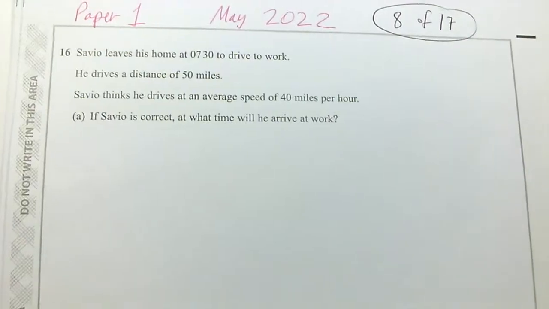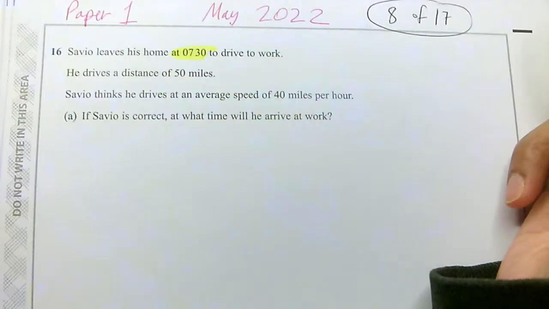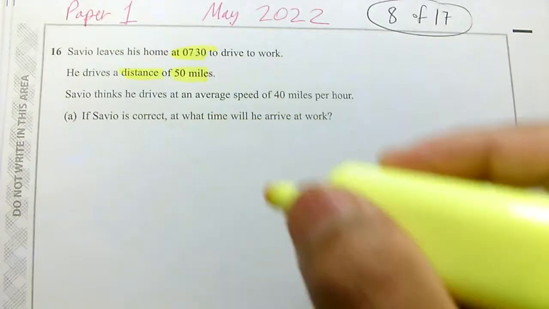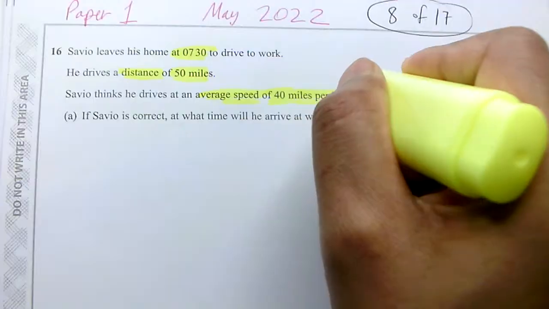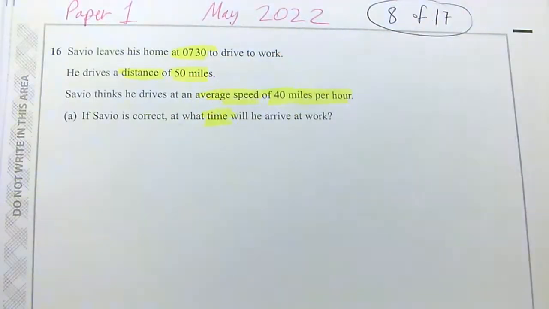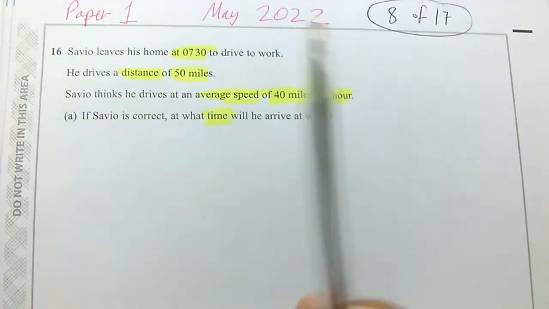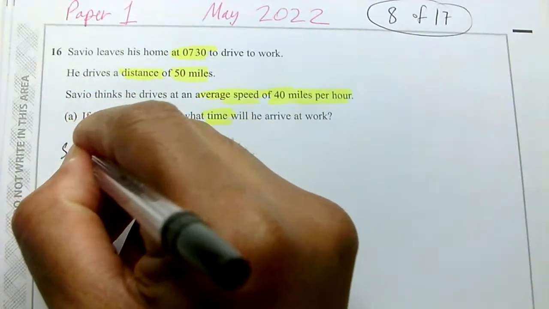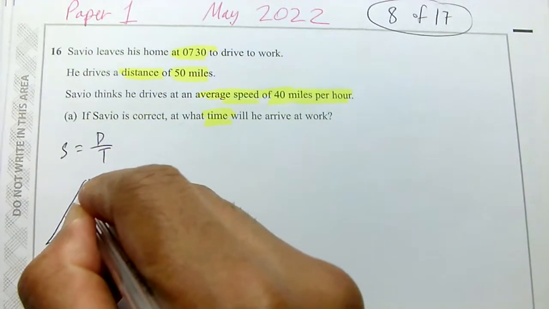So let's see what we need to do here. Let's highlight. Savio leaves his home at 7:30. He drives a distance of 50 miles. Savio thinks he drives an average speed of 40 miles per hour. What time will he arrive at work? So again, first things first, we need to remember our formula. Speed is miles per hour, distance divided by time. Speed equals distance divided by time.